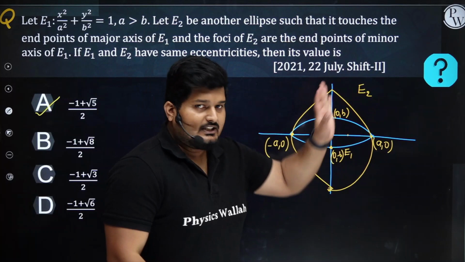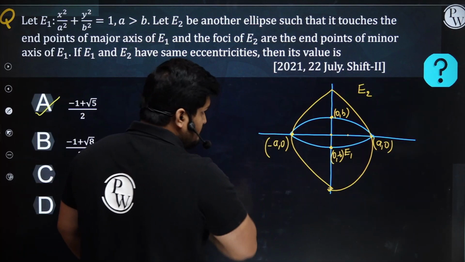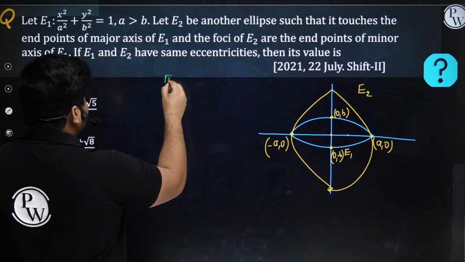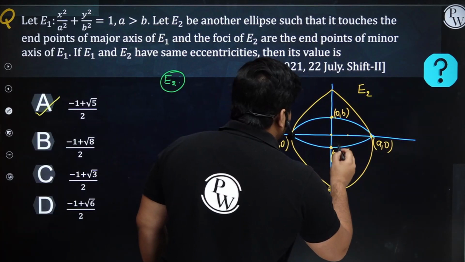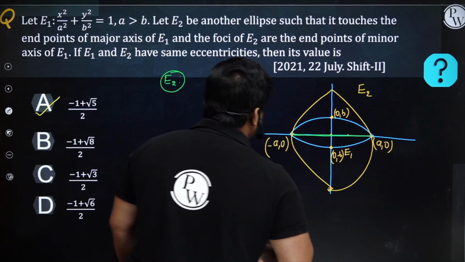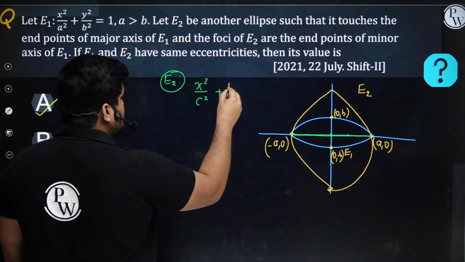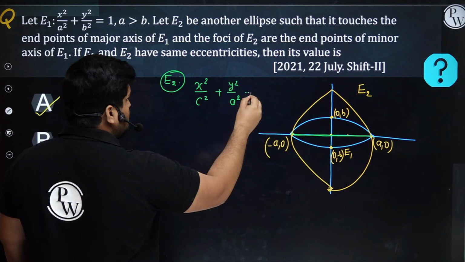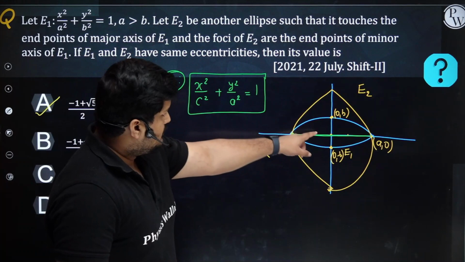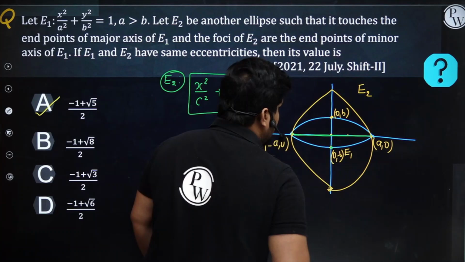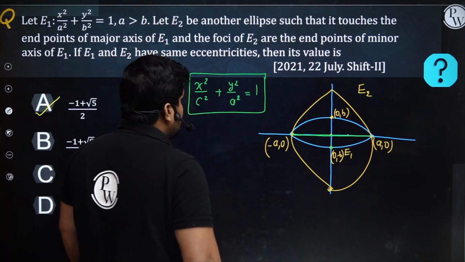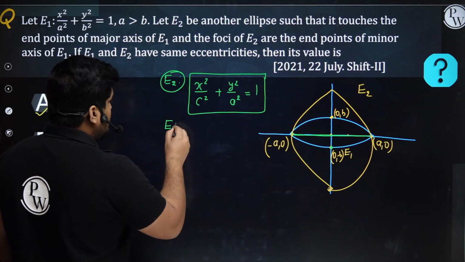So what can I write here for E2, guys? E2 has this thing as its minor axis. So can I write the E2 equation as x square by c square plus y square by a square equal to 1? Getting my point? Because for E2, the foci are 0 comma b and 0 comma minus b, so the other one is the minor axis. The minor axis length is 2a, so the semi-minor axis will be a here. The other ellipse, E1, the given ellipse, is x square by a square plus y square by b square equal to 1.